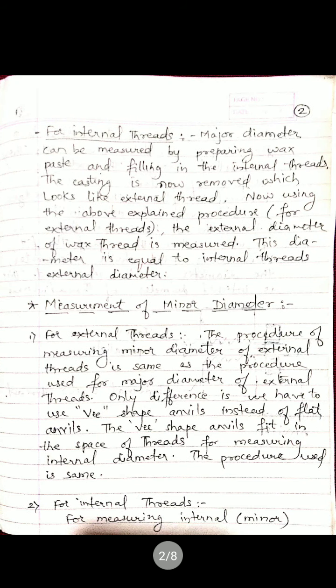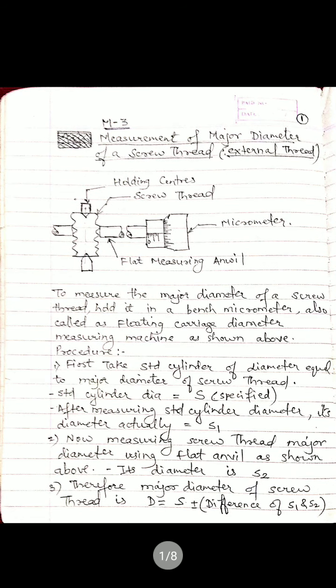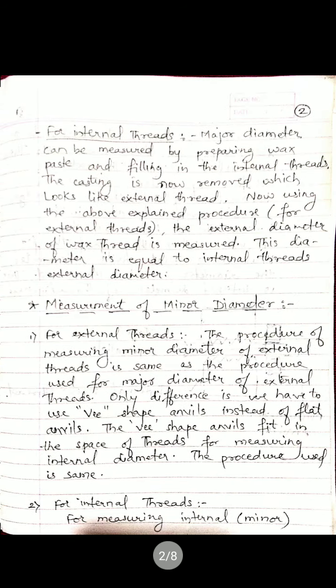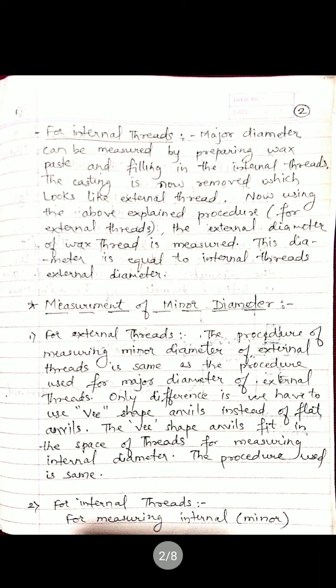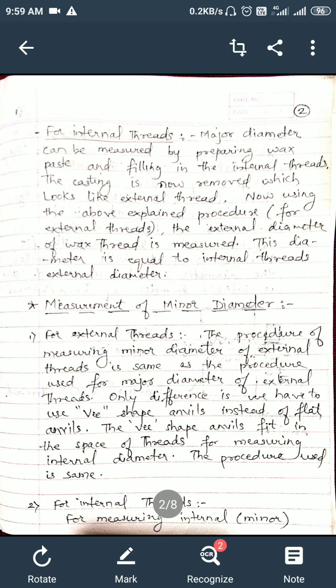How to measure the major diameter if internal threads are there? We have studied how to measure the major diameter of external threads, and now internal threads. If I want to measure the major diameter of internal threads, then take an internal thread, correct? It is difficult to measure when the threads are internal. So what we do, we prepare a paste of wax or some POP material. That paste we fill into the internal threads and prepare a casting. After some time, by some method, I remove that casting outside. It looks like an external thread.